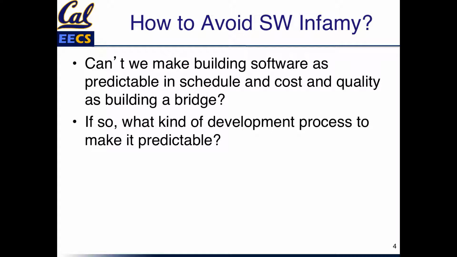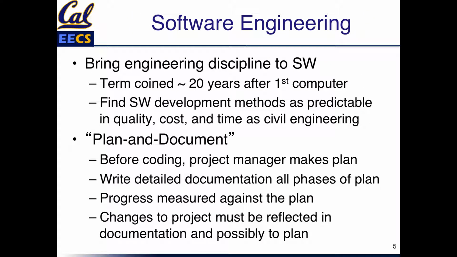So software is only like 60 years old, so somebody had to invent how to do that. And this idea of bringing engineering discipline to software was coined in 1969, and it was frustrating to people that they were starting to have these disasters.